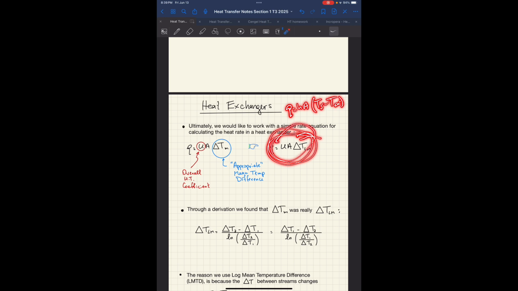Basically, this is the correct version of that equation. You can't use Ts and T infinity with the heat exchanger because there's internal flow and there's no such thing as a free stream temperature. Also, because of the heat exchange along the length of the tubes, it's changing the temperatures, so you need to use the log mean temperature difference. U is the overall heat transfer coefficient.